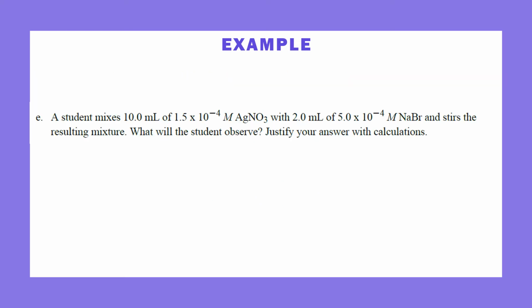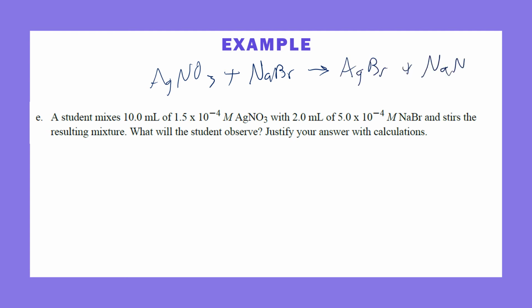Okay, now for part E: a student mixes 10 milliliters of a different silver nitrate solution with 2 milliliters of a sodium bromide solution. Stirs. What will the student observe, and justify your answer with calculations? So they're trying to get you to notice that when you react silver nitrate with sodium bromide, it's a double replacement reaction essentially, and you'll form silver bromide and sodium nitrate.